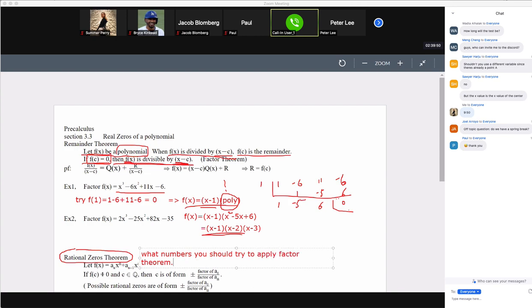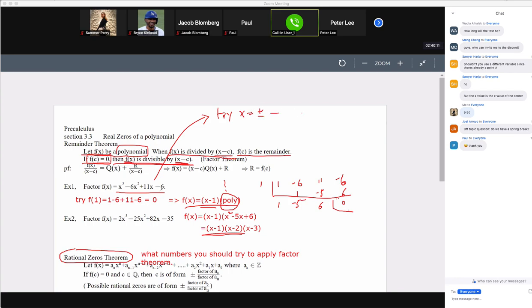If you look at the rational numbers here, let me just make it very simple. What numbers should you try here? According to the rational zero theorem, these are the numbers you should try, and they are from here. What you should try is x equal to, and then plus or minus.